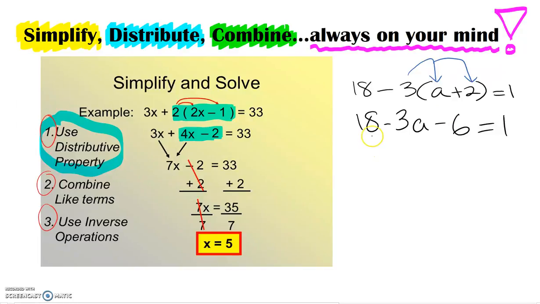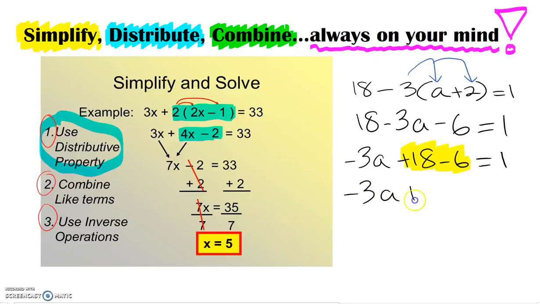Now, in this case, what can we do next? Well, we can combine. We can combine like terms because we have an 18 and we have a negative 6. So what I'm going to do here is I'm going to put the negative 3a in front. Then I'm going to write the 18 minus 6 equals 1. I really want to have a clear picture of what I'm doing here. Okay? Now, negative 3a, 18 minus 6 is 12, equals 1.